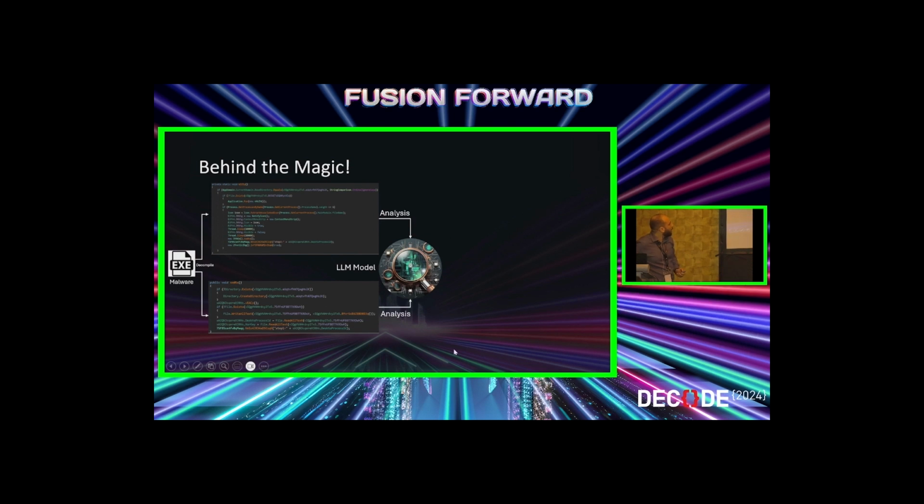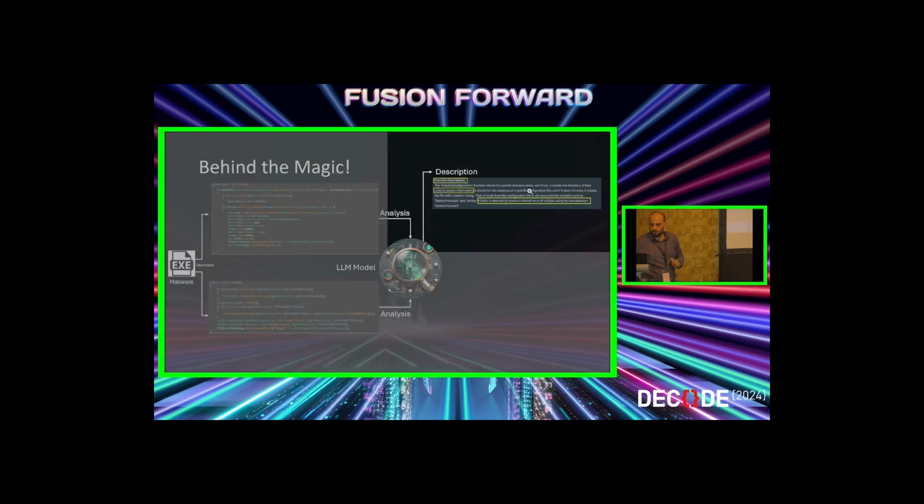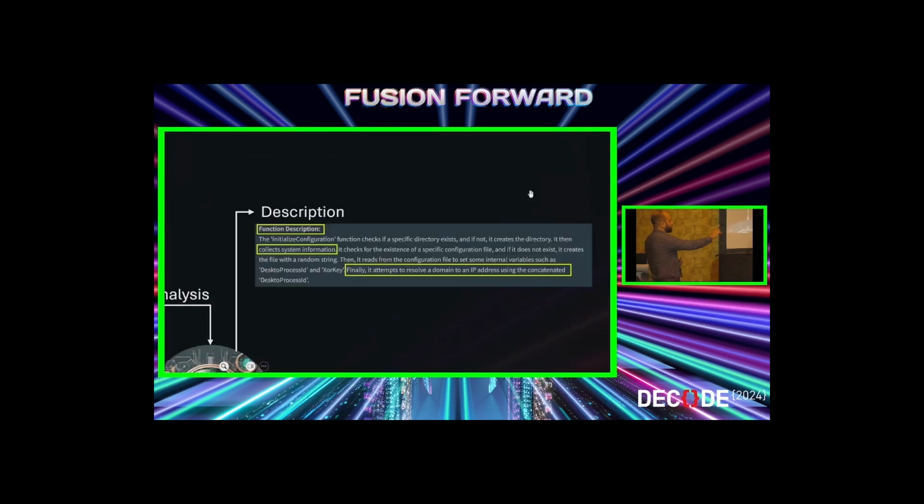Our language model will do all the heavy work for us. It will go through the context that we built about this function, and it will start giving us a quick description about what is going on. If I zoom in right now, this is the description.